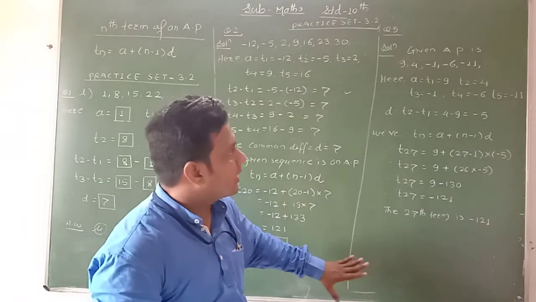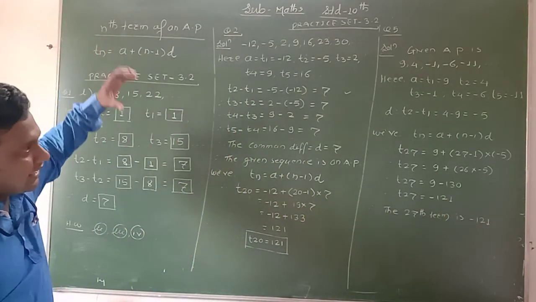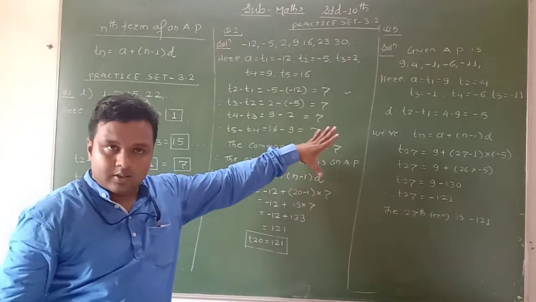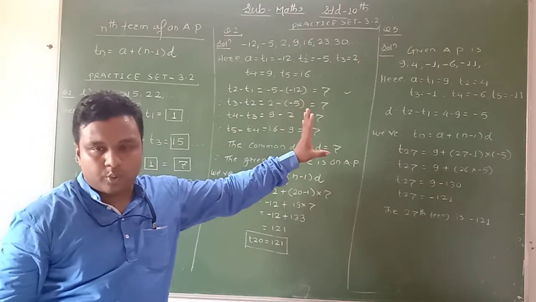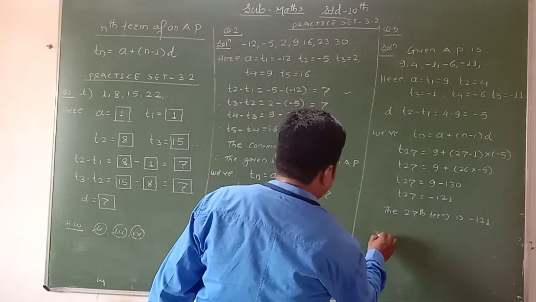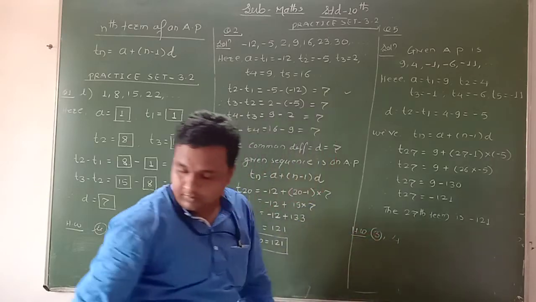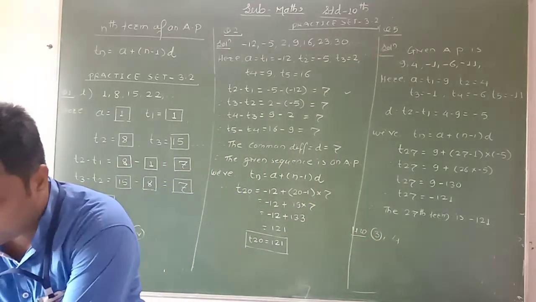I hope you understand this formula for the nth term of the arithmetic progression, and the examples based on the nth term of the arithmetic progression. Now what is the homework for you? Question number 3 and question number 4 is the homework for you.